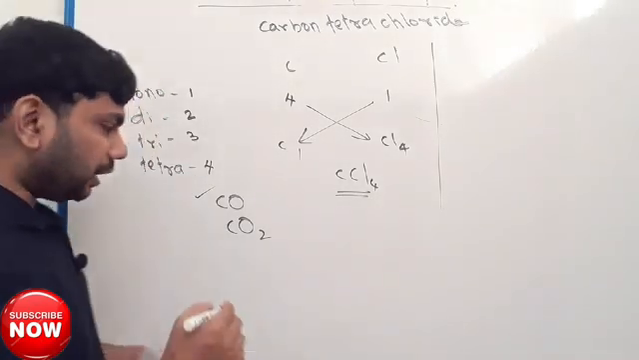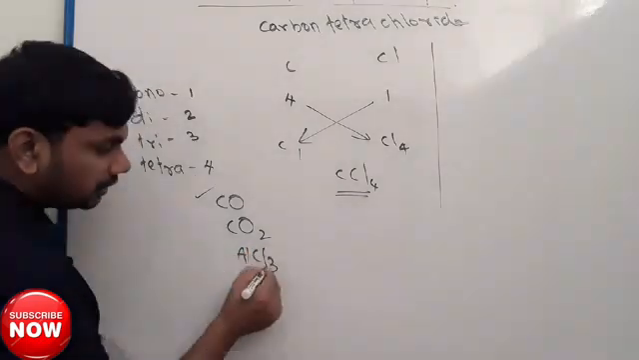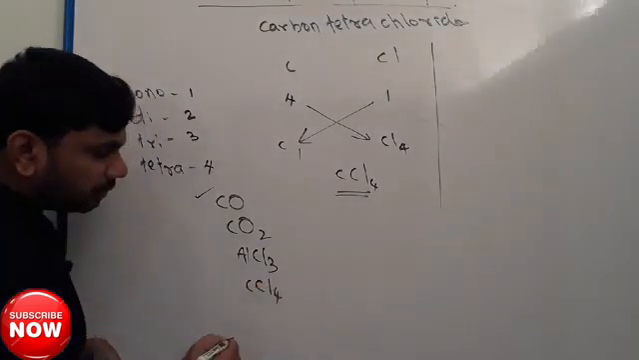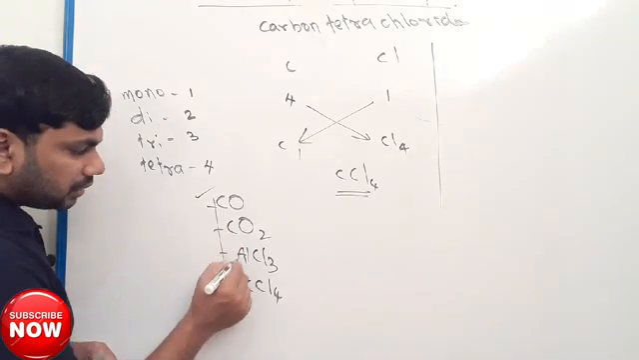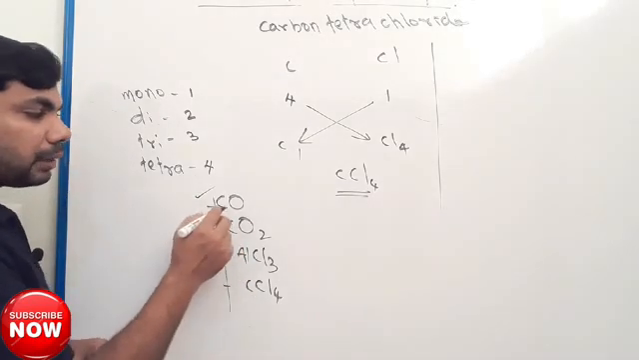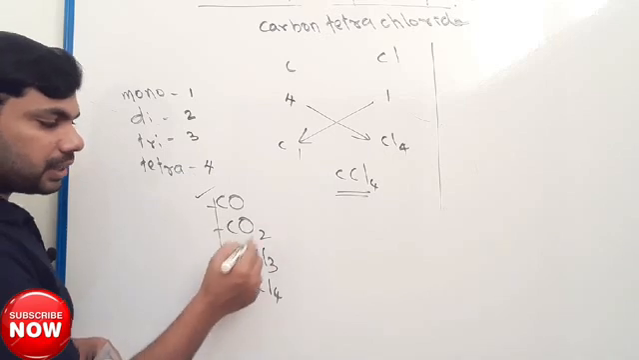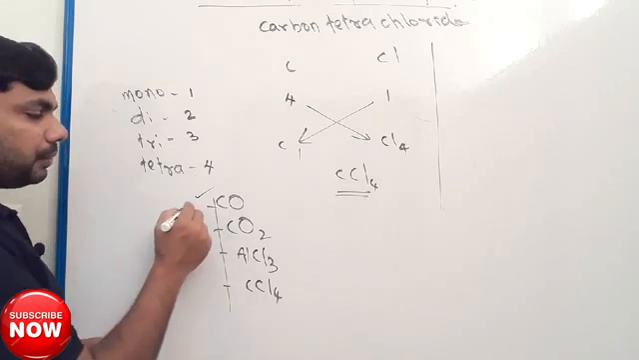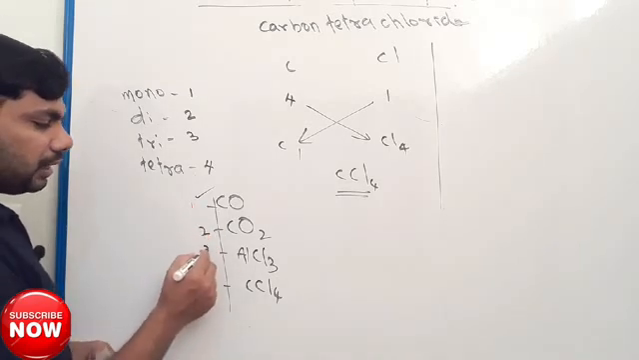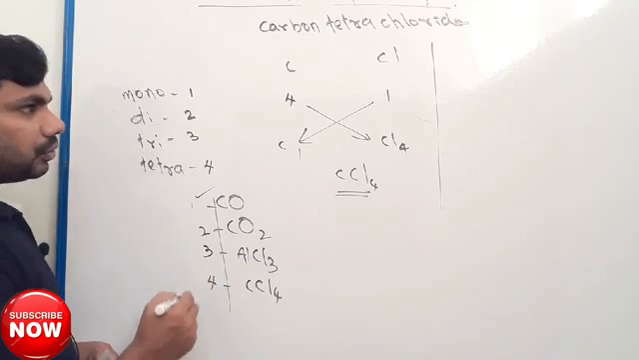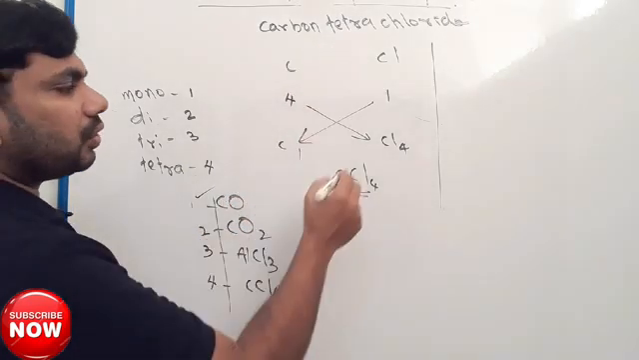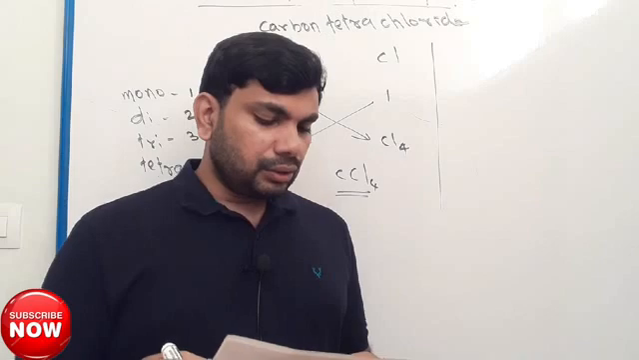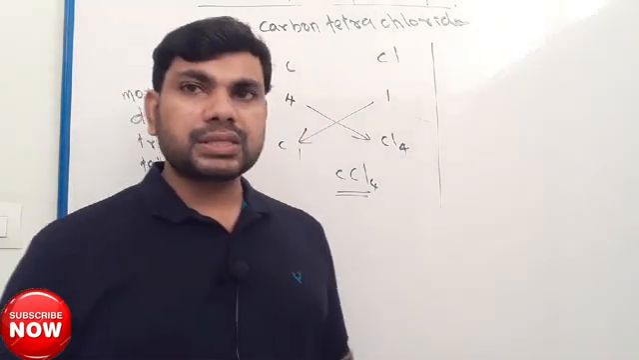Aluminium trichloride, AlCl3. Carbon tetrachloride, CCl4. So these are the compounds where we use mono: carbon monoxide, carbon dioxide, aluminium trichloride, carbon tetrachloride. So mono means 1, di means 2, tri means 3, tetra means 4. Carbon tetrachloride means CCl4. Clear?